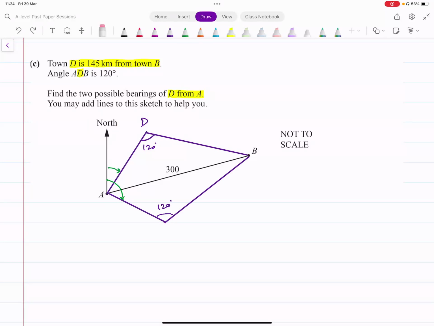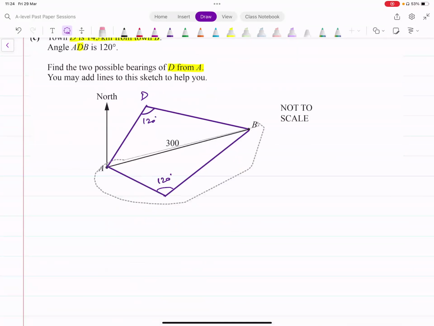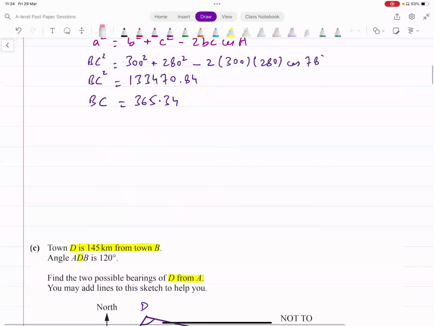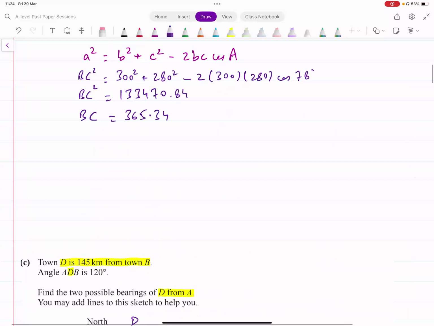Now, how can we find these angles? Let's consider both cases one by one. Let's consider the first case, the one on top, first of all. Let me just use a different color for this one so we can differentiate between the two. So I'm talking about the blue case right now. So if this angle is 120 degrees, how can we find this bearing? Let's think about this. What information do we already have? We know the bearing of B already. What was that? That was 72 degrees. That is something that we already know. This bearing was 72 degrees.